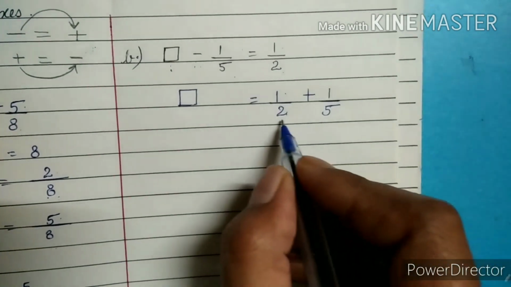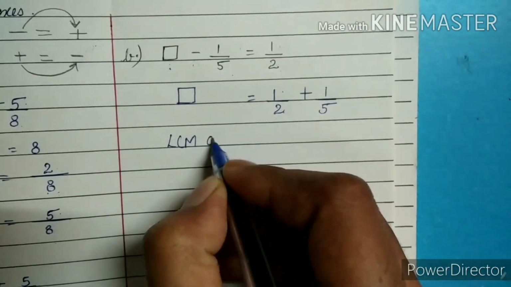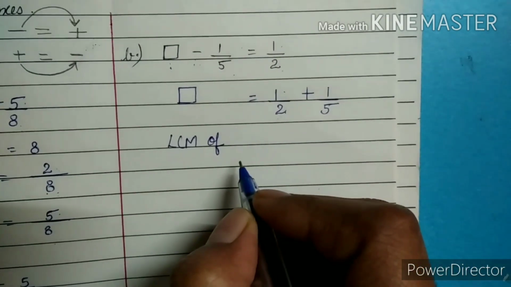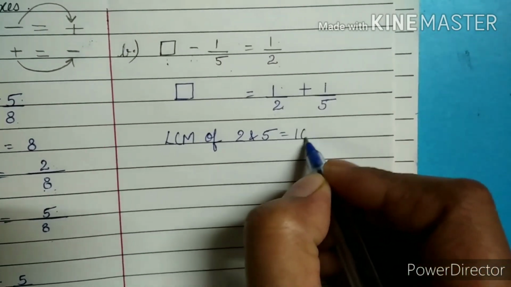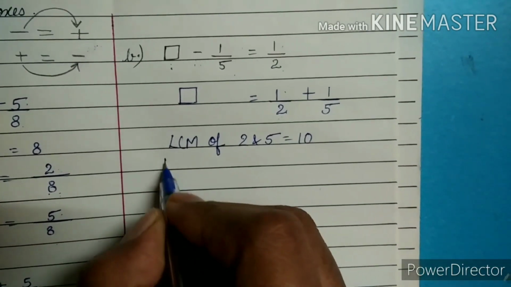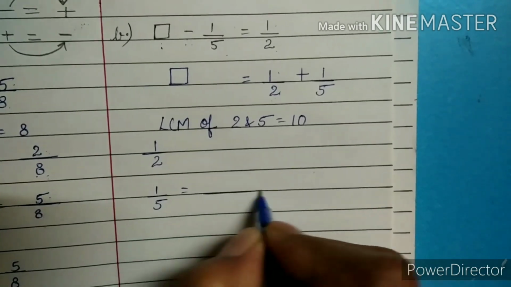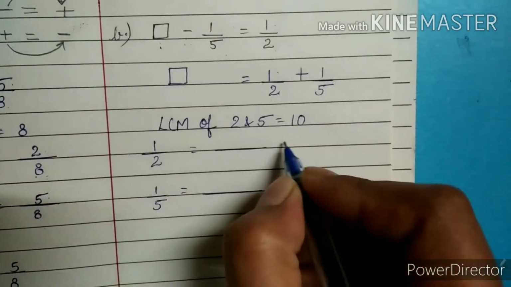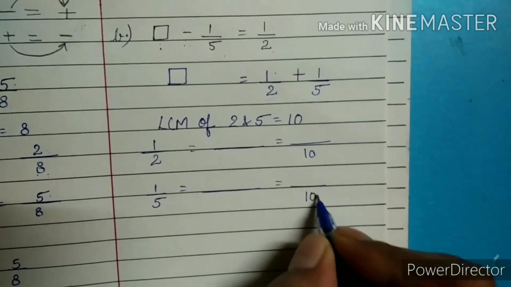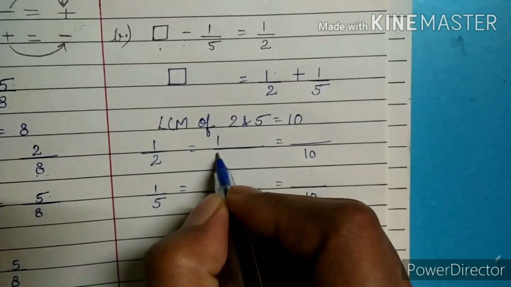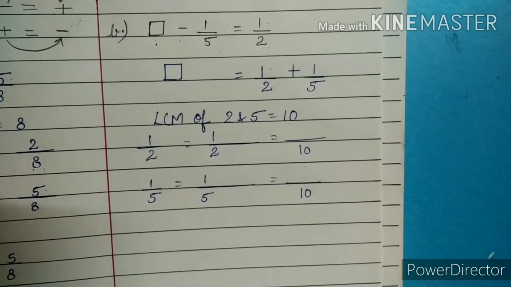You can see their denominators are different, so we will take their LCM. I hope you all know how to take the LCM. So the LCM of 2 and 5 is 10. We have the first fraction 1 by 2 and the second fraction 1 by 5. We want both denominators to be the LCM, that is 10. So we want both denominators as 10.